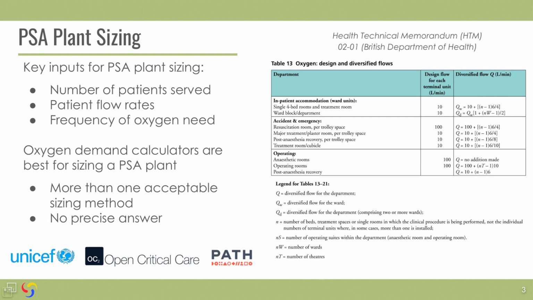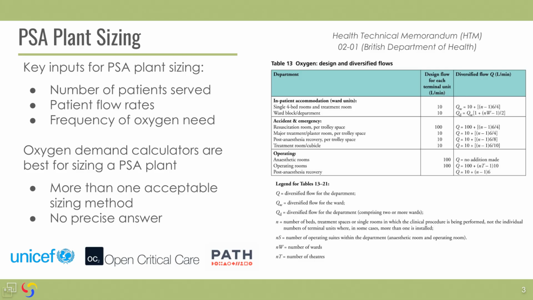Number of patients served. A higher number of patients served may correspond to higher oxygen needs. Often, a hospital with 200 beds requires more oxygen than a hospital with 50 beds. However, this may not always be the case. That is because we must also consider the types of patients and their likelihood of oxygen need.